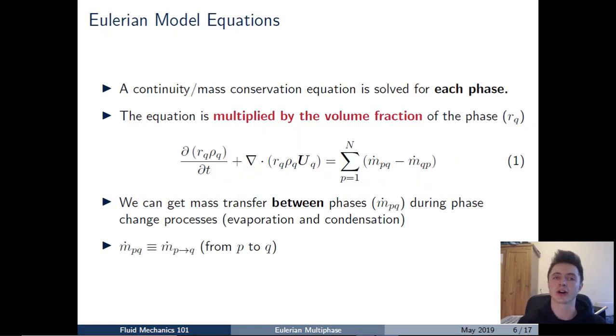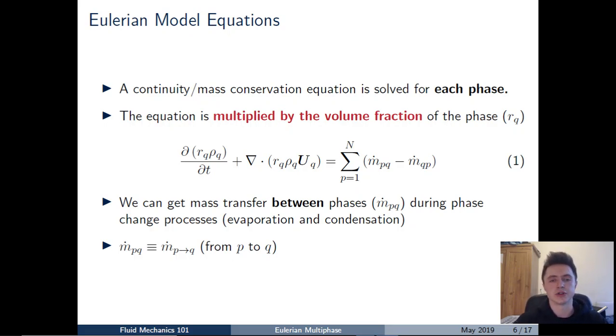So, what are the Eulerian model equations? Now, the thing that sets aside the Eulerian model equation from those other simplified models is that the Eulerian model solves a continuity or a mass conservation equation for each phase in our system. So if we have an air-water system, we'll be solving a continuity equation for the air, and we'll also be solving a continuity equation for the water. And this is different to mixture and volume of fluid models, where we only solve a single continuity equation for those cases.